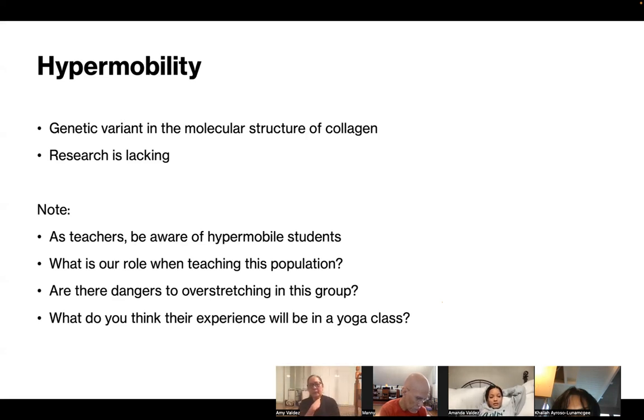What the book says is that it is a genetic variant in the molecular structure of the collagen. It's not genetic? The book says it is. There's probably more than one condition of hypermobility. The one she talks about in the book is that there's a genetic variant in the structure of the collagen.